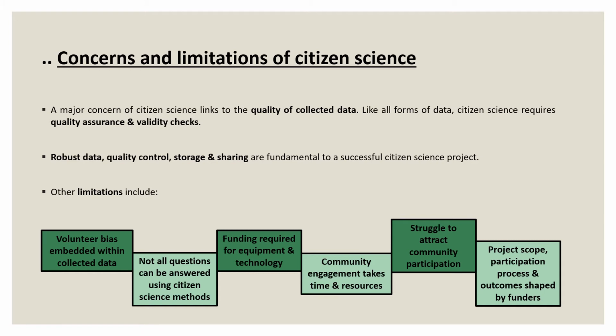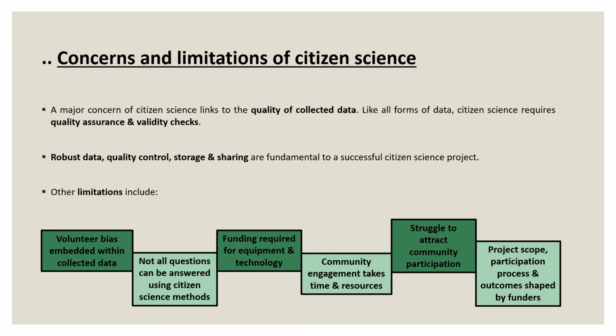Whilst this is certainly a positive progression and reflects how more active and engaged citizenry is on the rise, there are several limitations that citizen science must overcome. Most notably, these include concerns in the ability of citizen science projects to produce high-quality data. Like all forms of science, citizen science requires quality assurance and validity checks. As participants are non-professionals and conduct scientific tasks with limited amounts of training, errors and inaccuracies are prevalent.